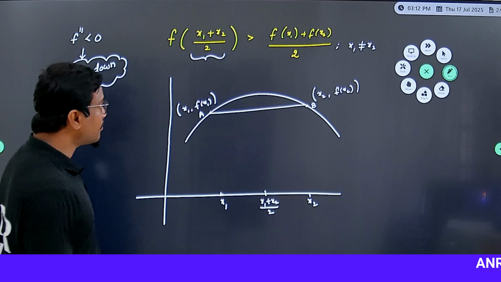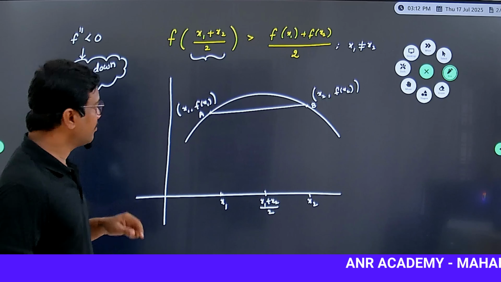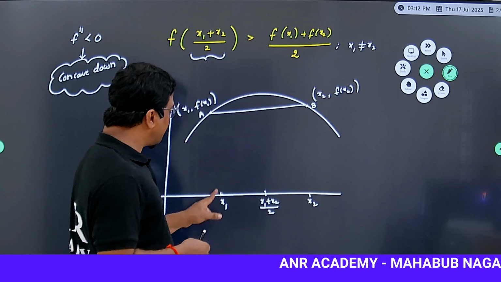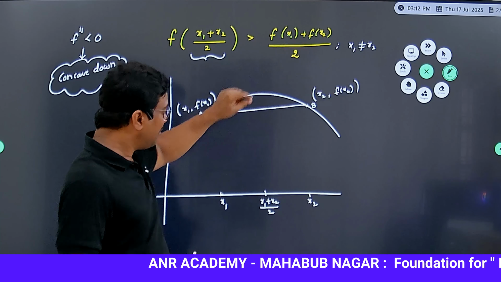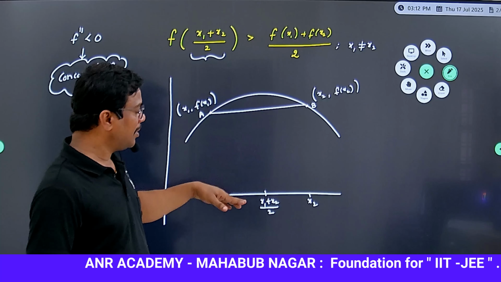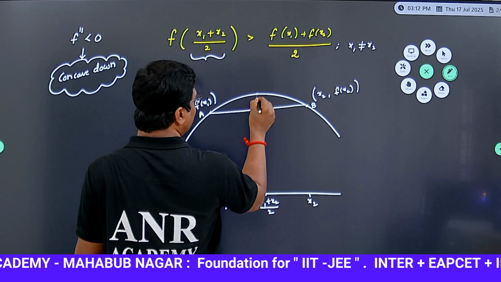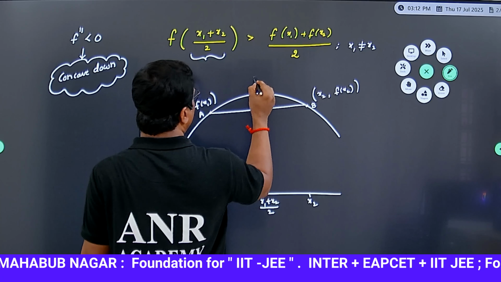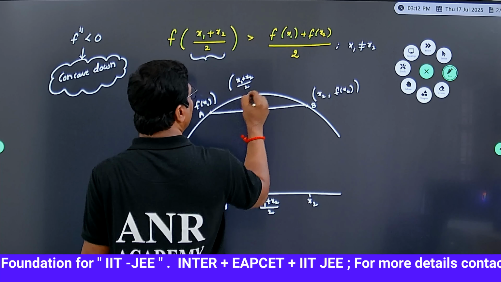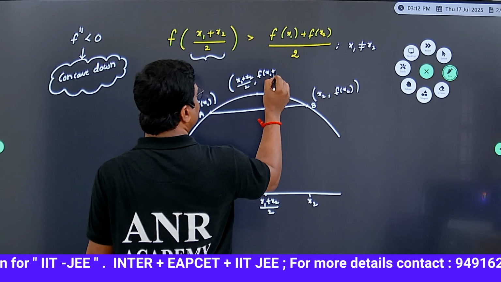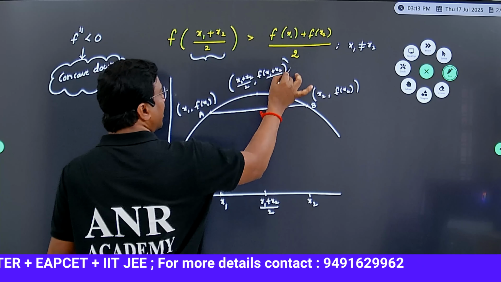Now f of (x1 plus x2) by 2. Whenever inputs are x1, x2, their corresponding outputs are automatically f of x1, f of x2. When the input is (x1 plus x2) by 2, its corresponding output on the function, we get its height here: input (x1 plus x2) divided by 2, and its height f of (x1 plus x2) by 2.